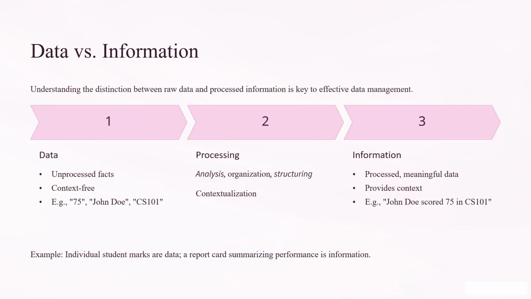Data versus information. Understanding the distinction between raw data and processed information is key to effective data management. Data is unprocessed facts. Processing is analyzing, organizing and structuring. Information is processed, meaningful data. For example, individual students' marks are data. A report card summarizing performance is information.